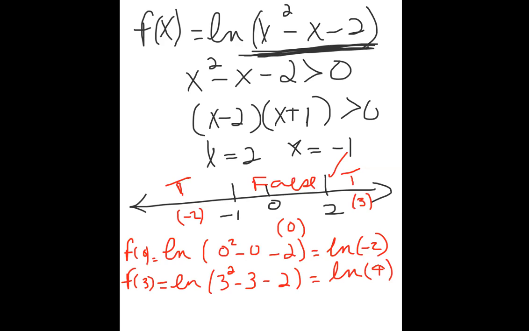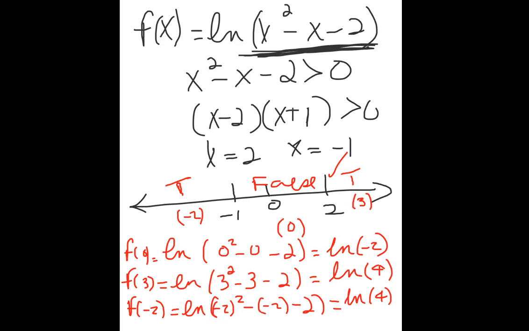And then I'm going to go over here and do the -2. If I do natural log of (-2) squared minus -2 minus 2, let's think about this. -2 squared is 4. 4 minus a -2 becomes 6. 6 minus 2 gives me another natural log of 4.